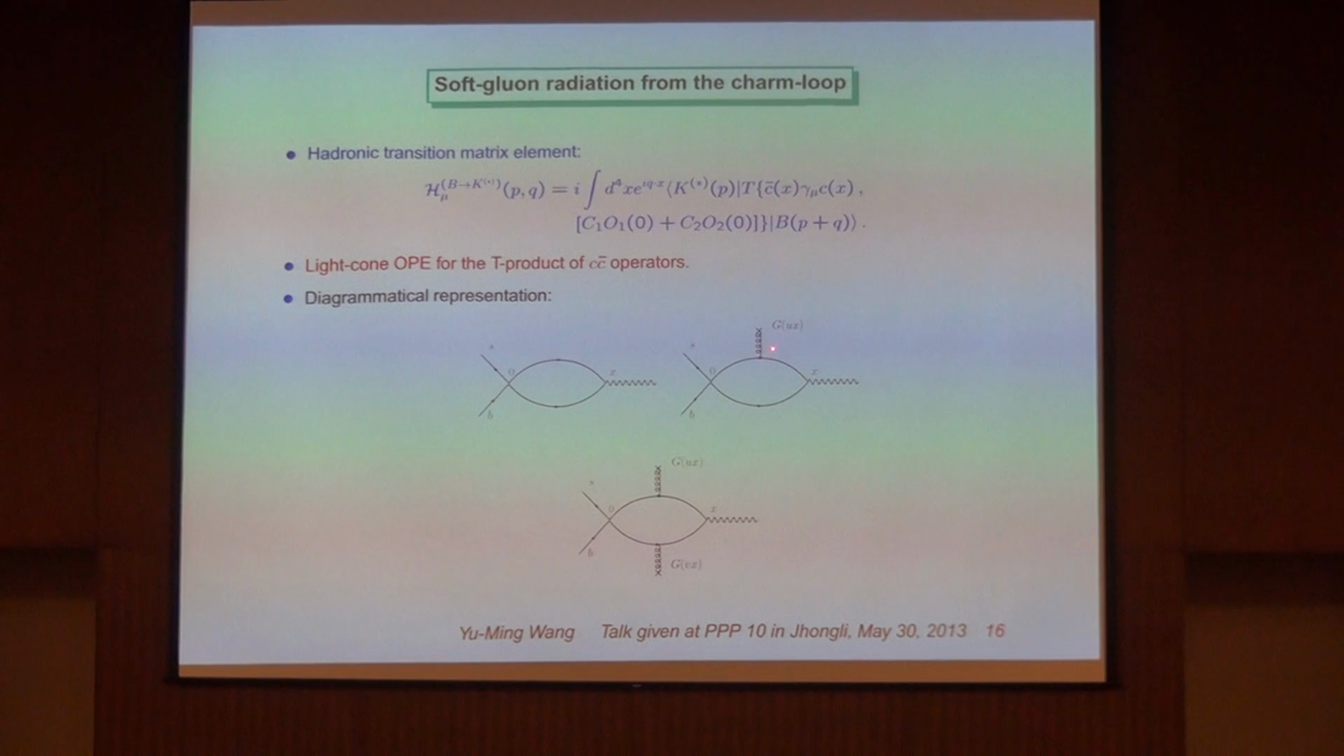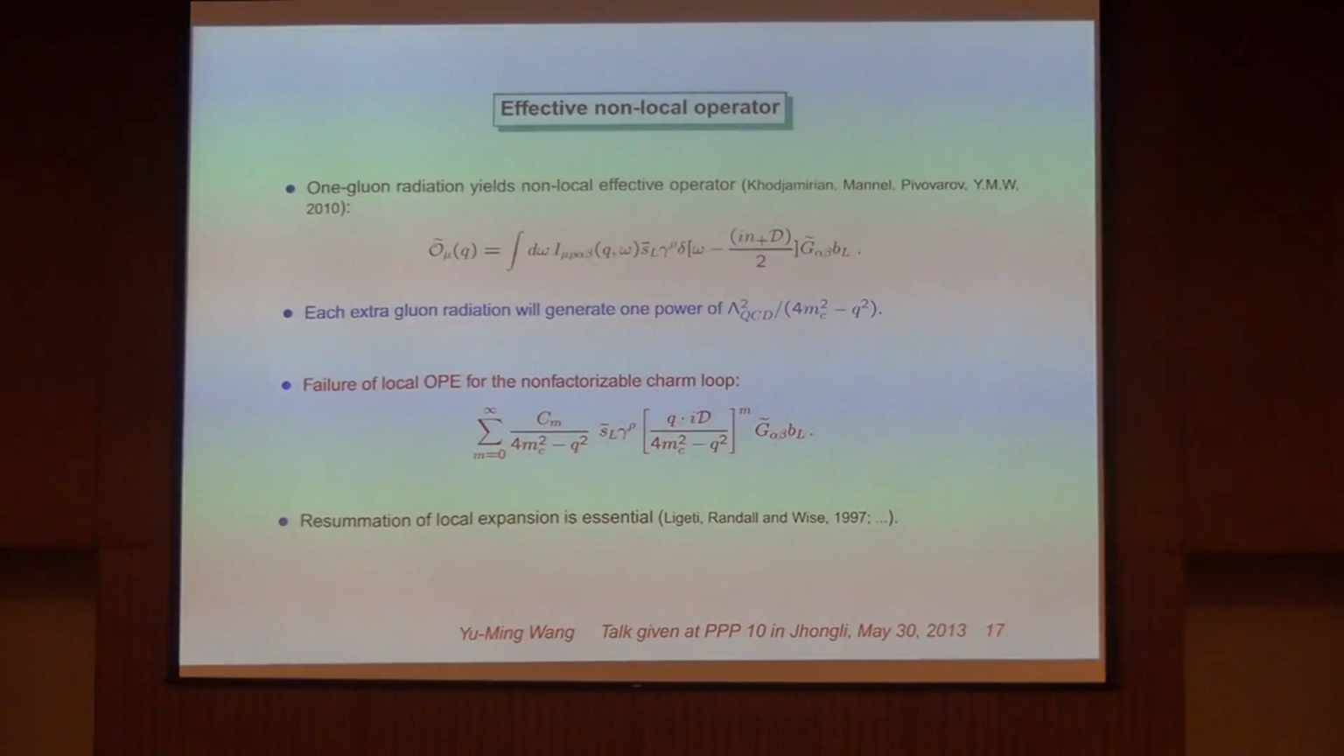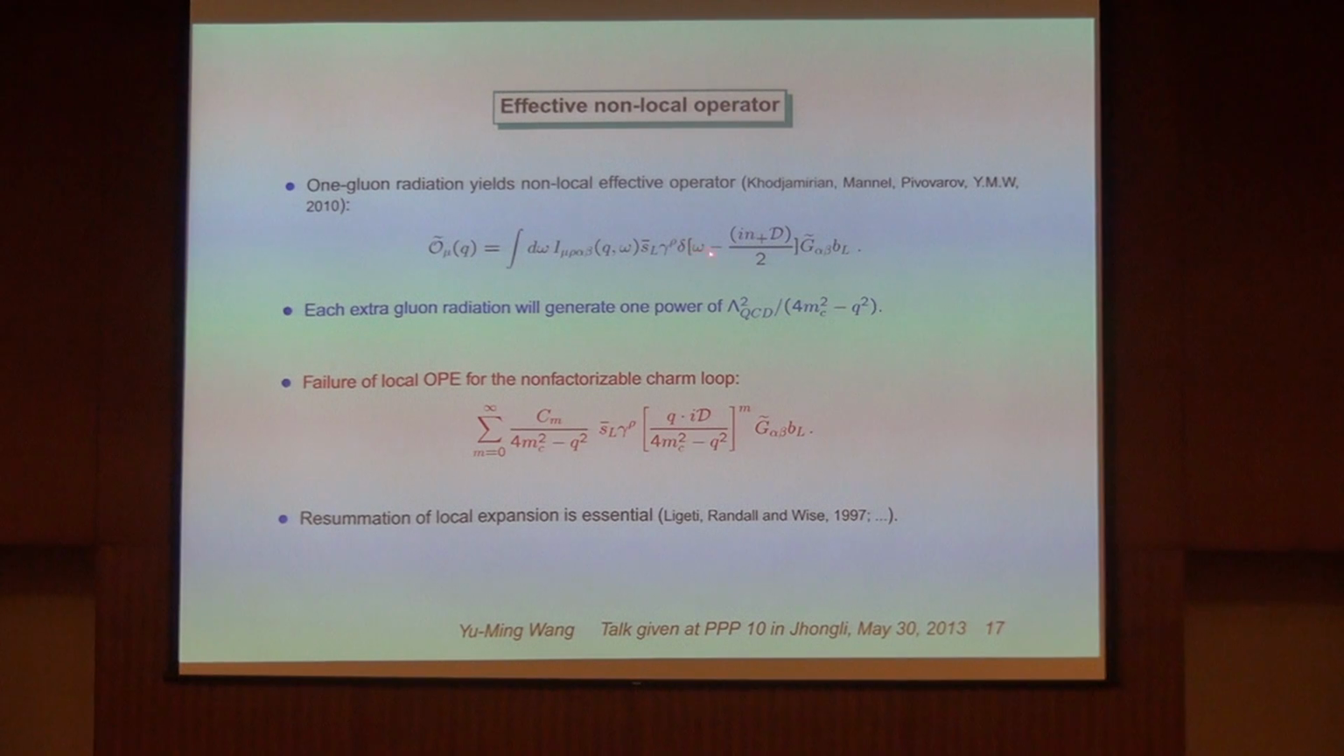In the second diagram, there is one soft gluon radiation from the quark loop, and then two soft gluon radiations. Since there is no additional enhancement for the two-gluon radiation diagrams, I will skip such contributions and only focus on the one-gluon radiation. Performing this light-cone OPE, we get the following non-local effective operator, which is slightly simplified actually. This omega is the spectator quark momentum inside the B meson, and the covariant derivative will act on the dual gluon field strength tensor.